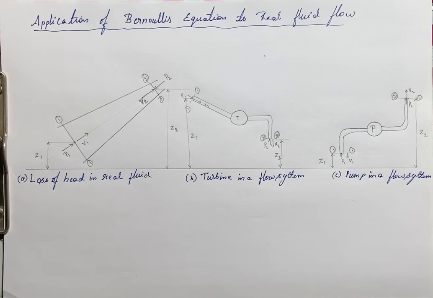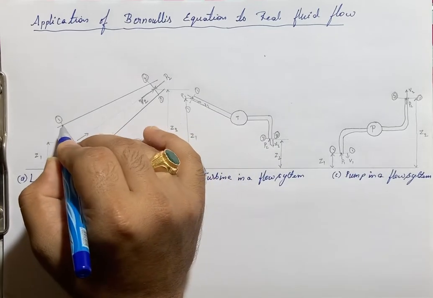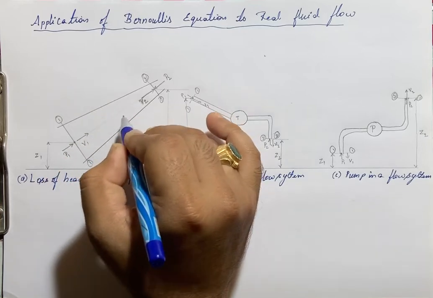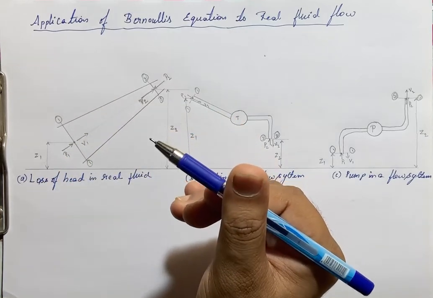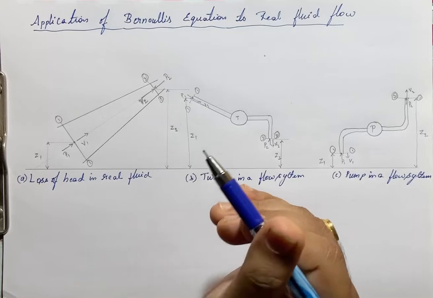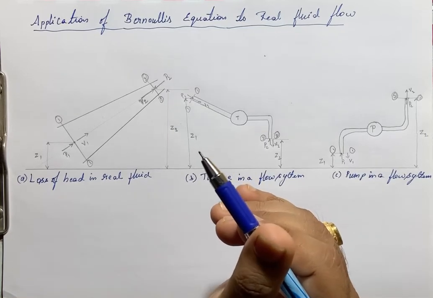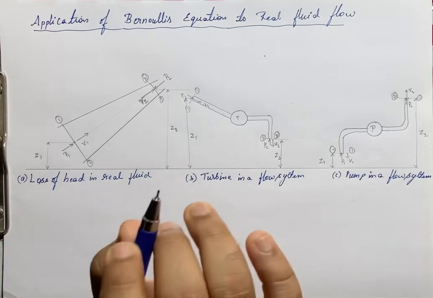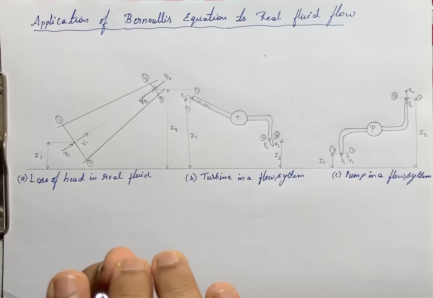First, we shall go with the real fluid, that is, loss of head in the real fluid. The loss of energy that is wasted in the real fluid is due to frictional effect per unit weight. That means at the walls of the fluid or on the sides, sometimes there might be obstruction, and there will be a loss of head. That loss of head should be accounted for in Bernoulli's equation.